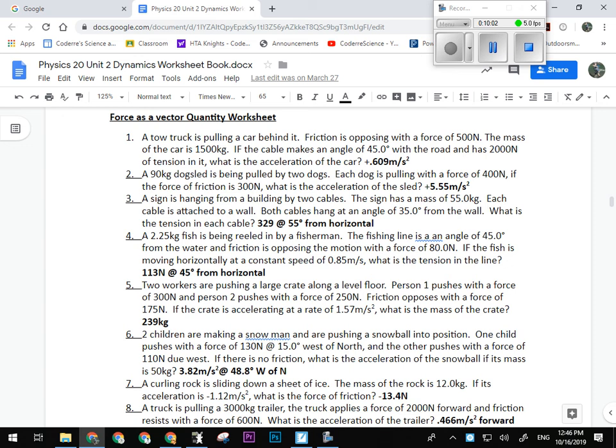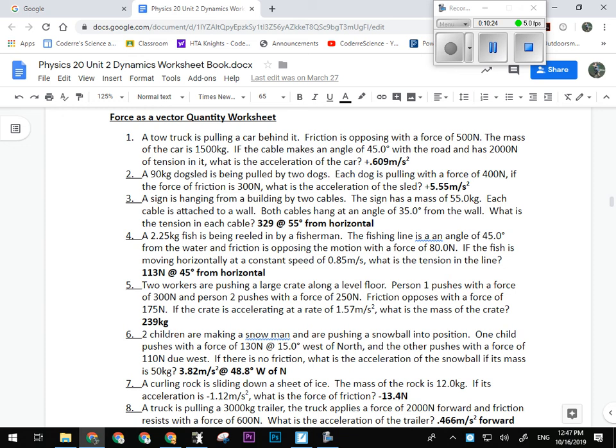Okay, so we got a tow truck pulling a car behind it. Friction is opposing with a force of 500 newtons. The mass of the car is 1,500 kilograms. The cable makes a 45-degree angle with the road and has 2,000 newtons of tension in it. What's the acceleration of the car? Okay, so this involves some vector stuff. So you have to keep that in mind.